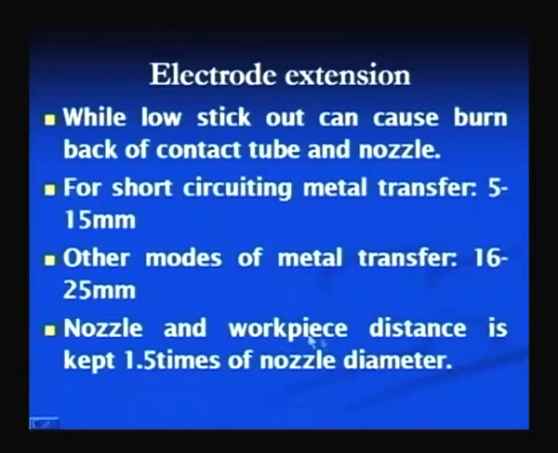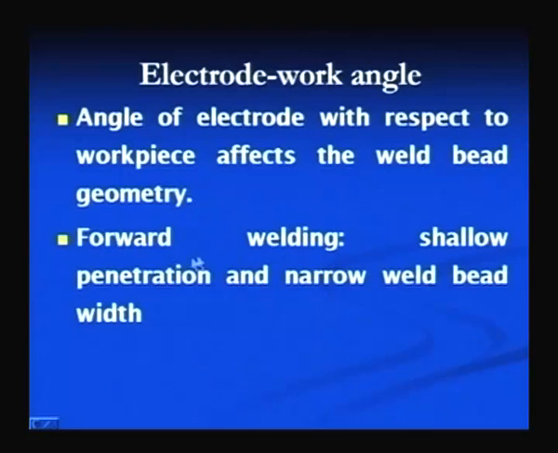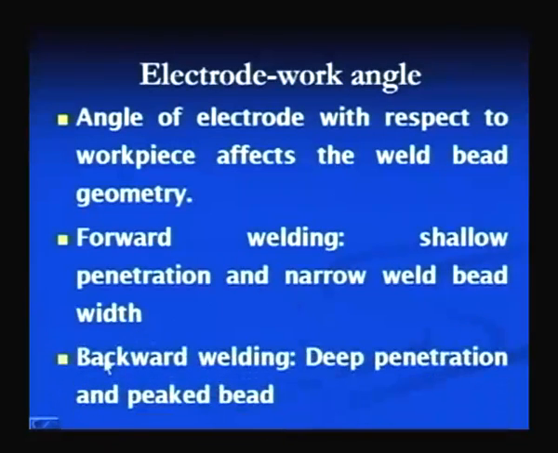for the safe working. Otherwise, too close a distance between the nozzle and the workpiece reduces the life of the nozzle particularly. Electrode and workpiece angle also affects the weld bead cross section and the penetration. In forward welding, when the electrode is pointed towards the direction of the welding, we get shallow penetration and a narrow weld bead width.